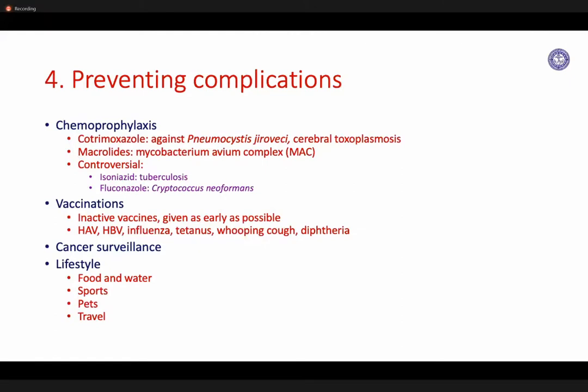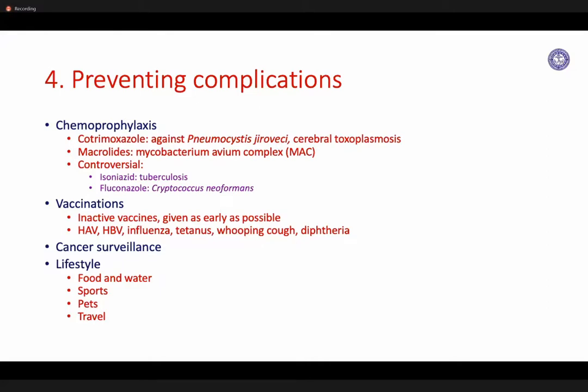And the fourth is preventing further complications, which we do using chemoprophylaxis. For example, we give cotrimoxazole to prevent pneumocystis infection and cerebral toxoplasmosis. Sometimes we give macrolides to prevent mycobacterial avian complex infections. And there are some other antibiotics which are given in some countries in the world, but not everywhere. For example, in India, they give isoniazid to prevent tuberculosis. And sometimes they are given fluconazole to prevent cryptococcal infections.